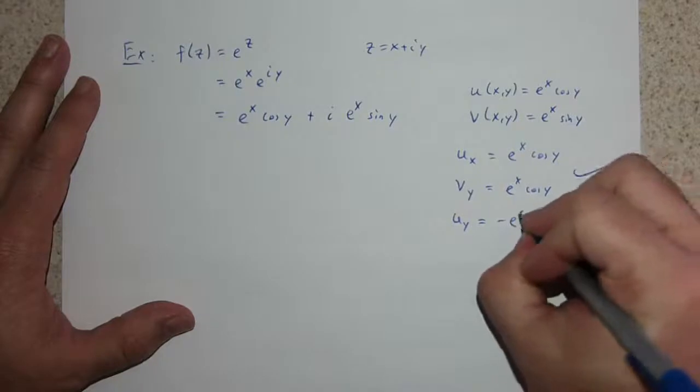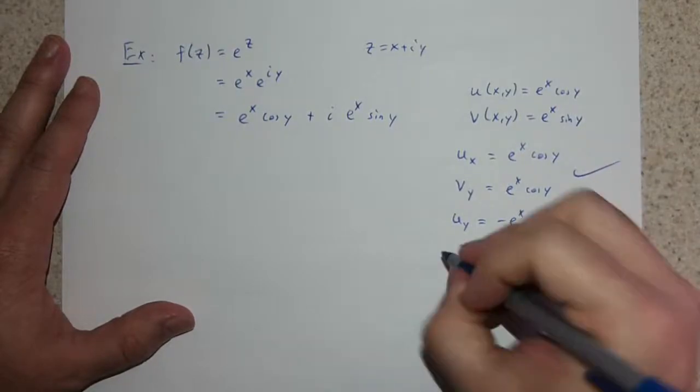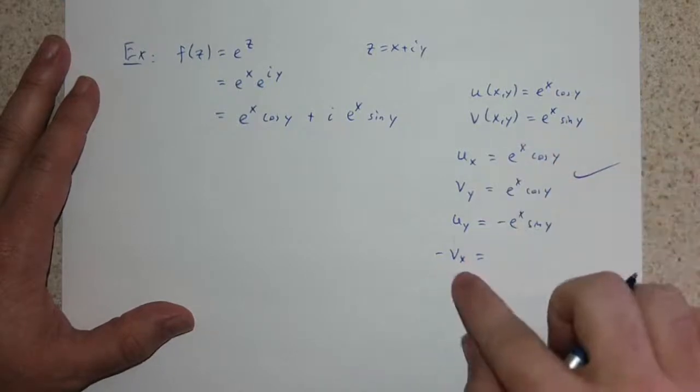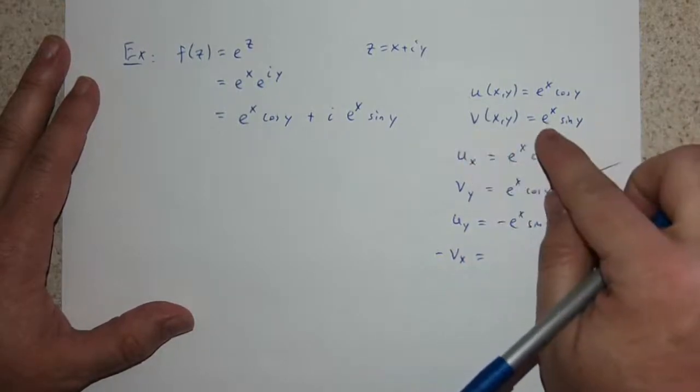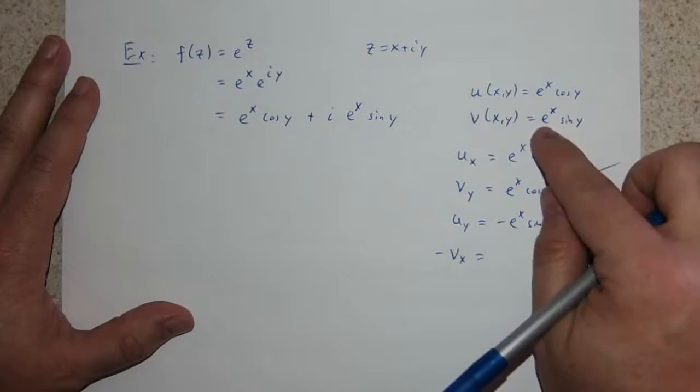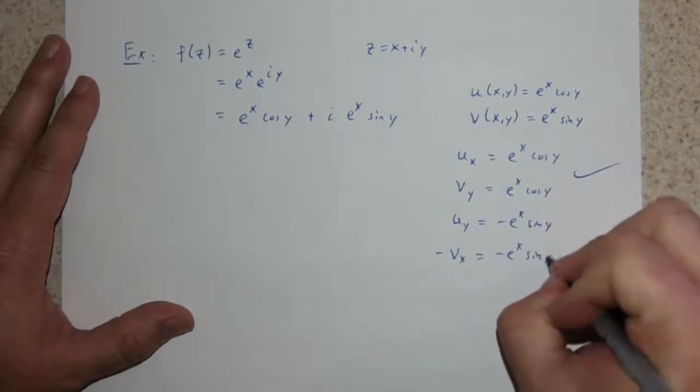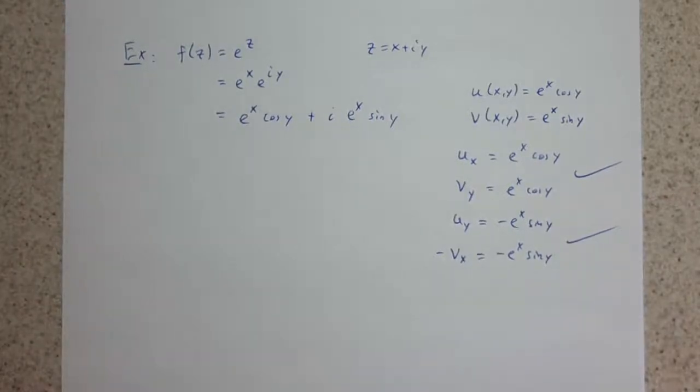So this is minus e to the x sine y. And minus v sub x here is minus the x partial of v. The x partial of v is going to be the x partial of e to the x sine y, so that's just e to the x sine y. So this is minus e to the x sine y. Hey, there we go, right? So the Cauchy-Riemann equations are satisfied there.